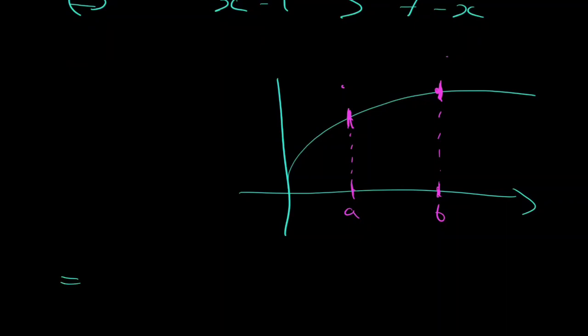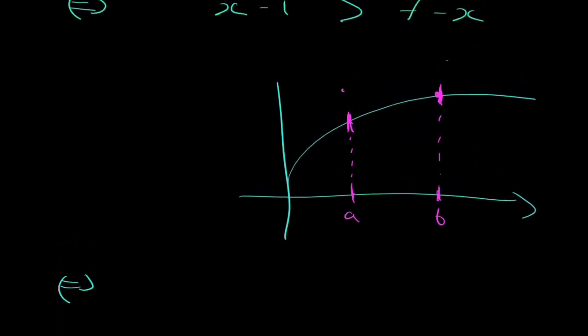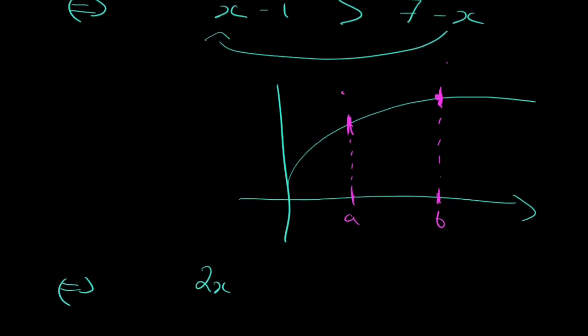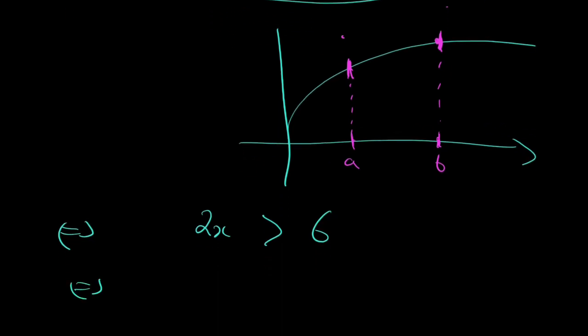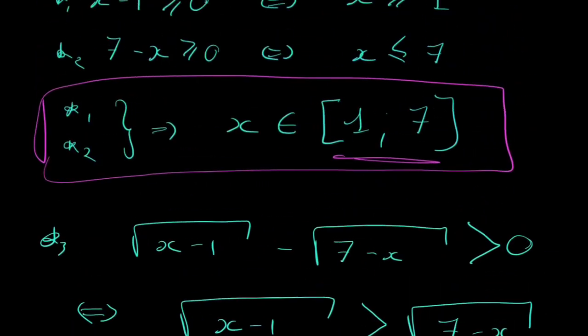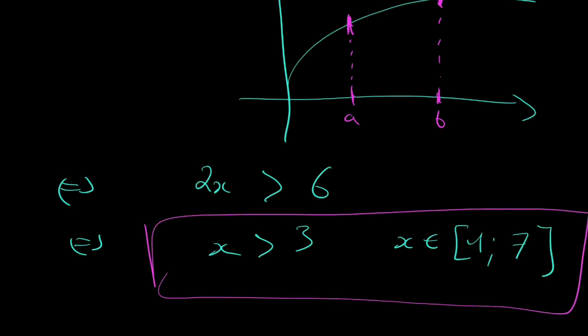So this thing will be equivalent to, let's say, 2x, so I put this x on this side, 2x is greater than 6, which means this is equivalent to x greater than 3. But let's remind ourselves that x has to be between 1 and 7 included. So we've got those two conditions that should be okay at the same time.